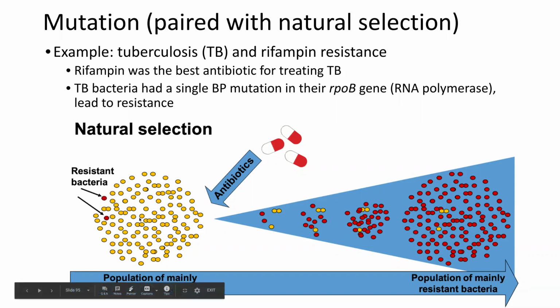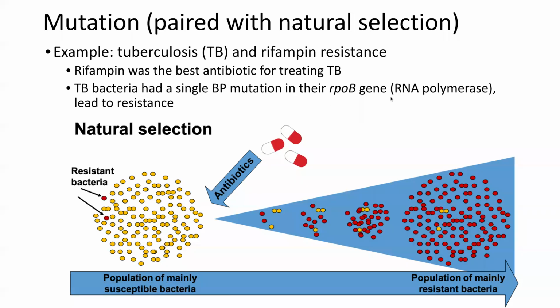Well, when this population gets exposed to rifampin, what ends up happening is it causes the death of most of the susceptible tuberculosis, leading to the proliferation of mainly resistant bacteria. So again, a small subtle change in the genome led to a complete change in the population. Because the important thing to know about evolution is it doesn't act on individuals, it acts on a population.